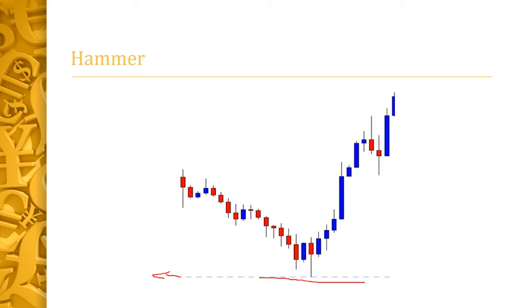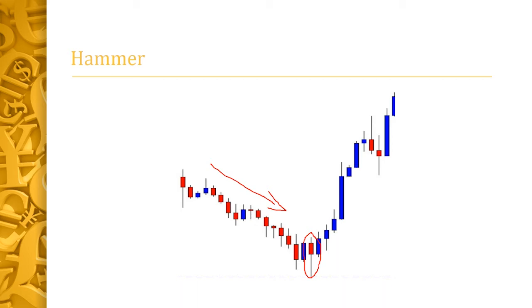And when you get a hammer after a downtrend at support, especially if it's a high value level of support, that should be much better. So this was a daily or weekly support down here, and that gives you more confidence that this hammer will maybe reverse the trend, or at least halt it.